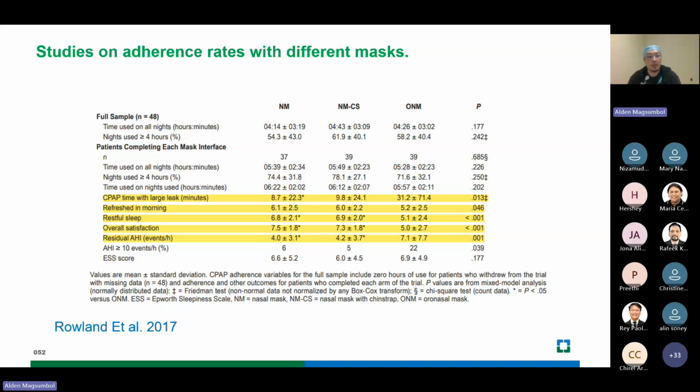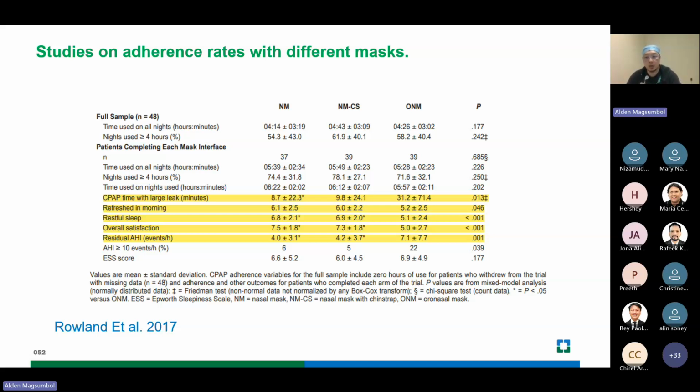So what they did on this study by Roland et al. is a study conducted in Australia from a sleep disorders unit, and it is a randomized crossover trial involving 48 patients with moderate OSA. And they compared these three types of interfaces: nasal mask, nasal mask with chin strap, and oronasal mask. Each mask was used by the participants for 4 weeks, and various outcomes such as CPAP adherence, mask leak, residual AHI, patient comfort, and sleep quality were all recorded.